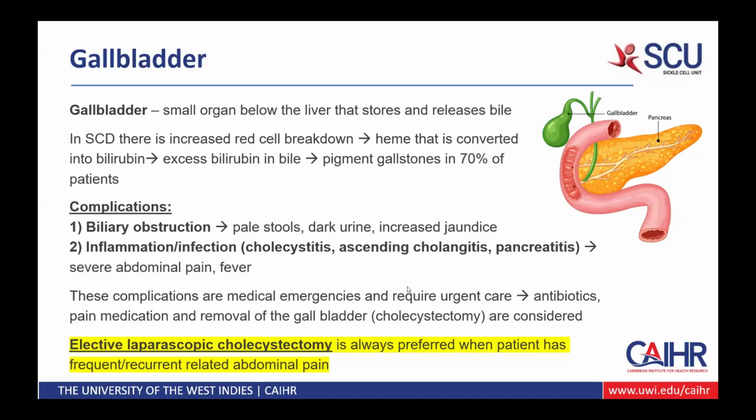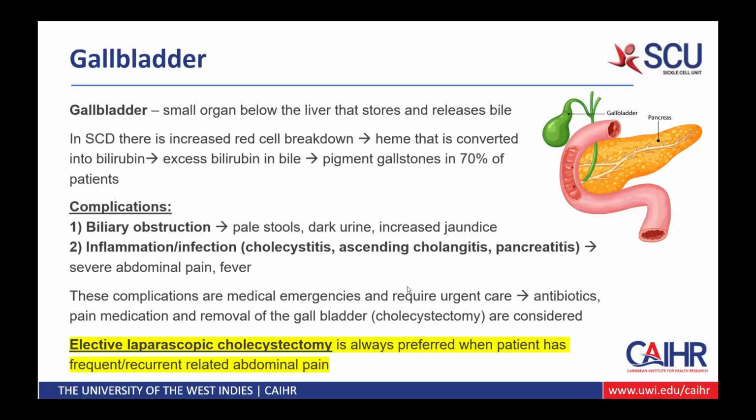So in sickle cell disease, because the red blood cells are breaking down, and that thing I mentioned on the second slide called heme is being released and converted into bilirubin, you're going to get excess bilirubin in the bile. And that excess bilirubin is basically going to come together and form stones. So that's what we call gallstones. It's very common. It happens in about 70% of patients with sickle cell disease.